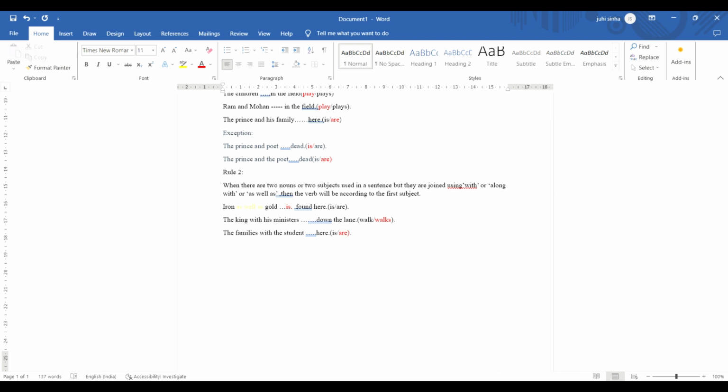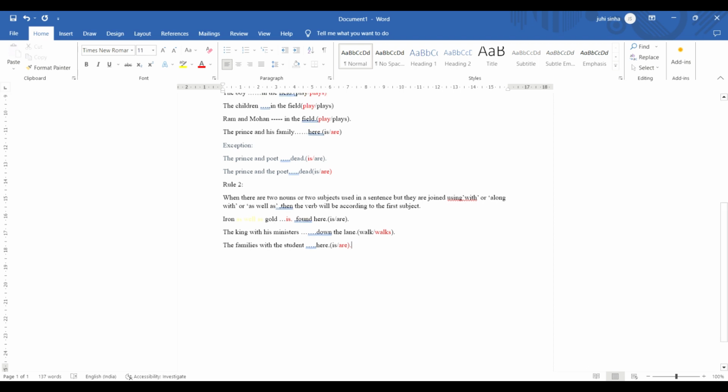So this was the second rule. What was rule number 2? That when two nouns or two subjects are joined with the help of with, along with, or as well as, the verb should be according to the first subject.